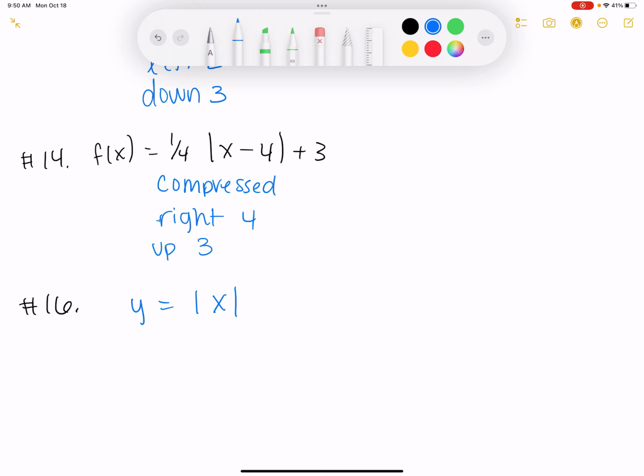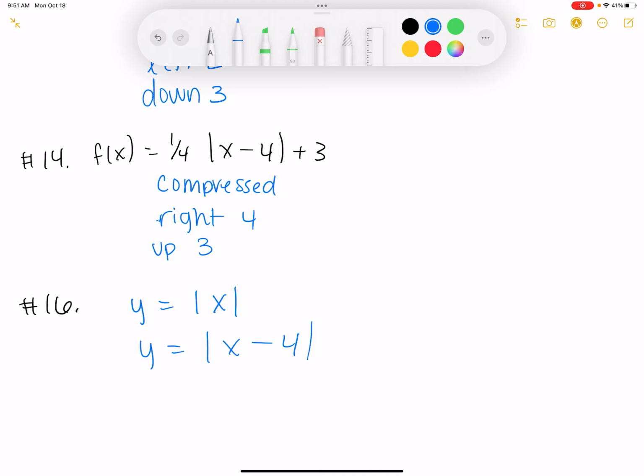What direction did it go? Let's do right, left first. It went right 4. Okay, so what does that mean? It's what changes about the formula, the x function? Minus 4. Okay, x minus 4, so y is equal to the absolute value of x minus 4.